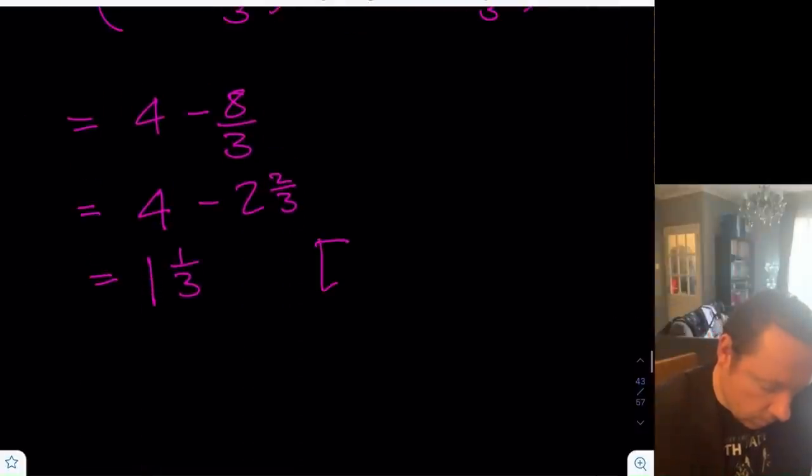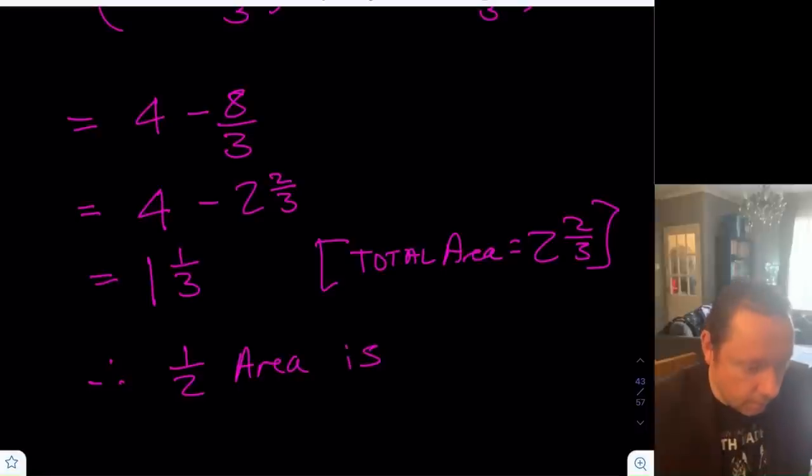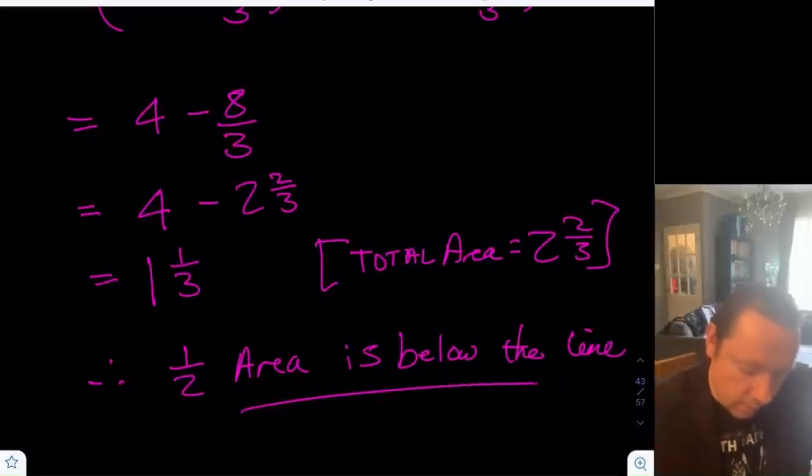Remember, our total area was equal to 2 and 2 thirds. It should be obvious that that is a half. So therefore, a half of the area is below the line. And we're done there.